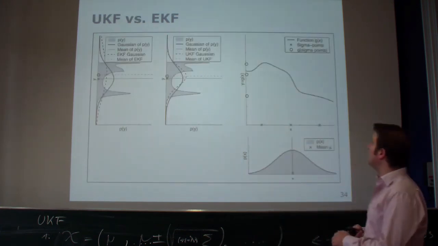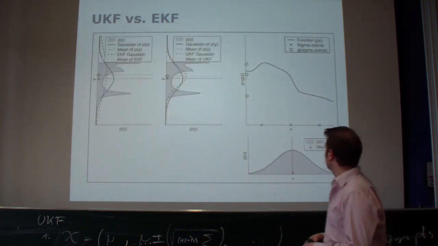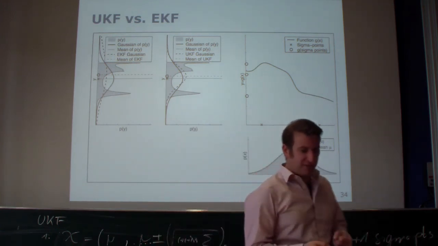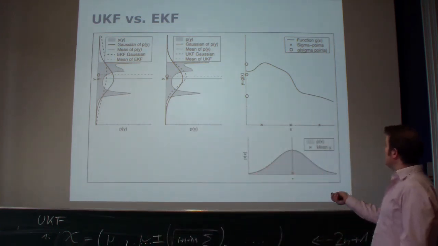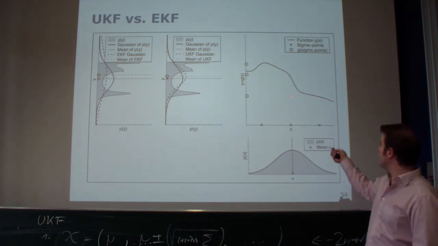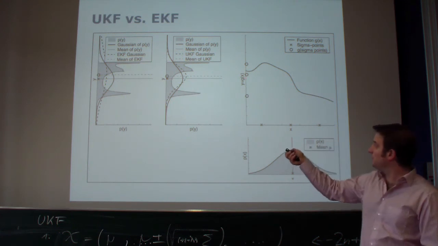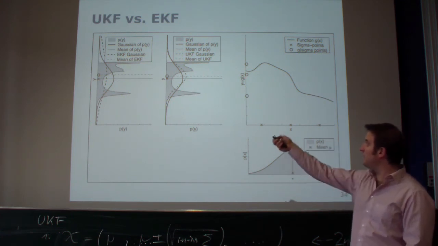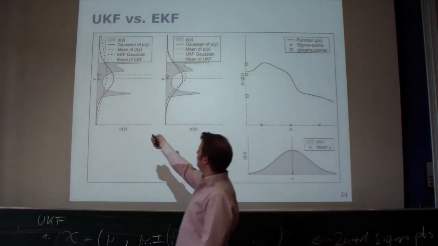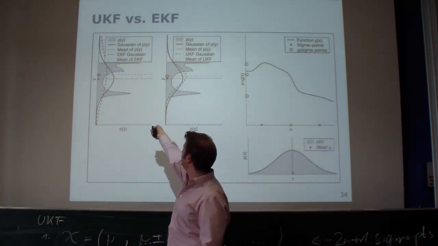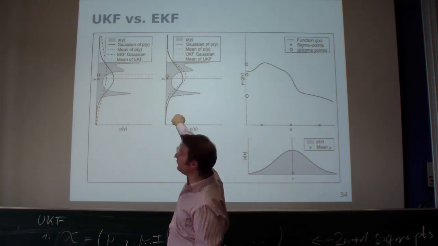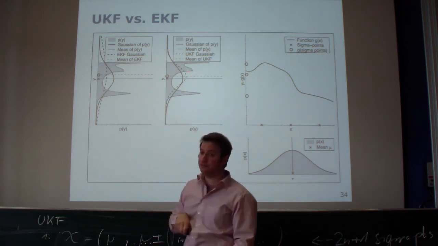Let's see how it behaves in contrast to the EKF. So what's the difference between the EKF and the UKF? We have this input function over here as an example, and maybe the mean propagated over here. Here you can see the estimate for the UKF, and here the estimate for the EKF. The main thing you see is that the mean is somewhat different. This is the true mean. The EKF is further away from the true mean, because the difference here is smaller than the difference here.